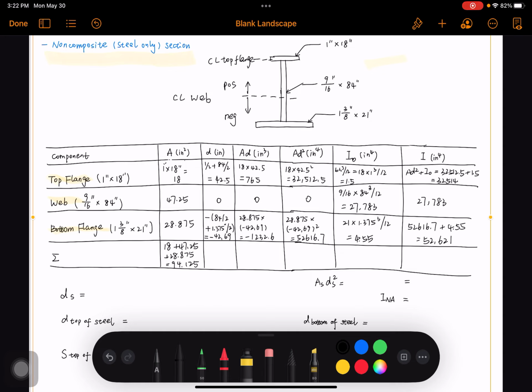The summation of AD, it's 765 minus 1232.6 equal to minus 467.6. And total I is 27783 plus 52621 gives 112918.